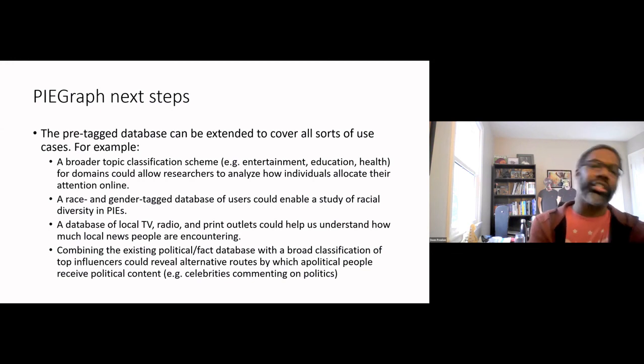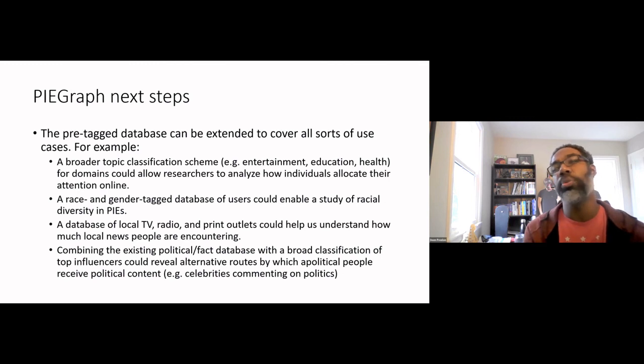So next steps. I talked about this a little bit earlier. I talked about some of the things that the pre-tag database could be used for. One example here is a broader topic classification scheme that would incorporate topics like entertainment, education, health, religion, that could allow researchers to analyze how individuals allocate their attention online. One of the major findings from this research is that political content only constitutes a very small proportion of everything that people consume. And so trying to fill out and categorize everything else that people consume, I think, is a real priority. And you could do this pretty easily using a pre-tag database of domains.